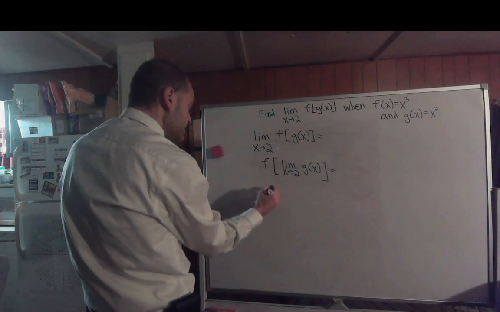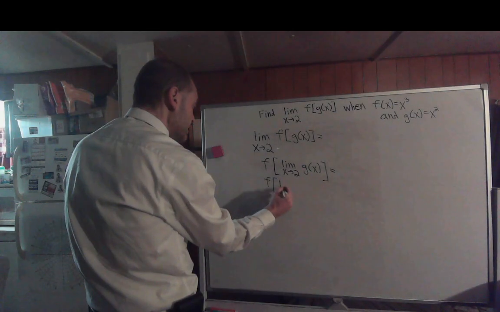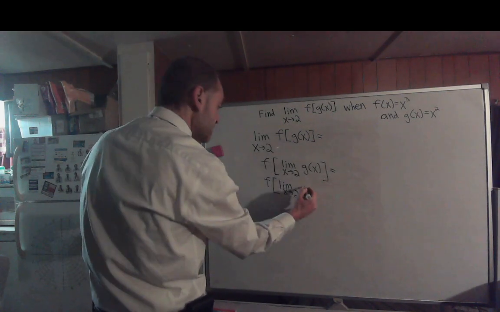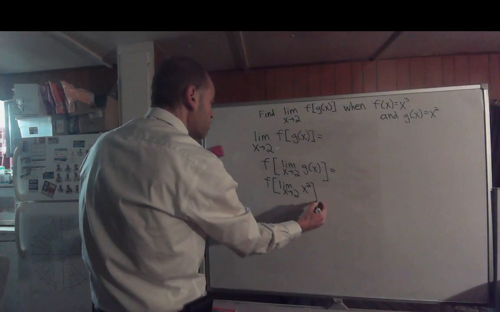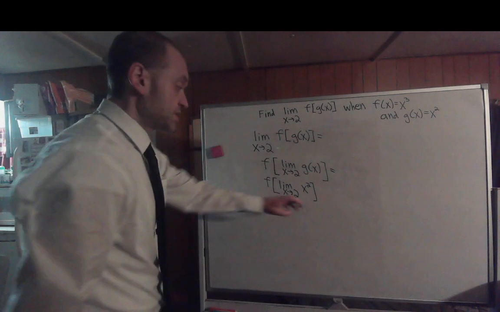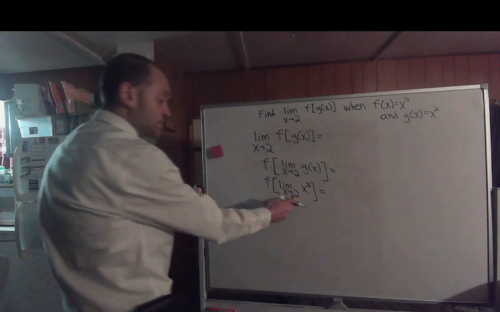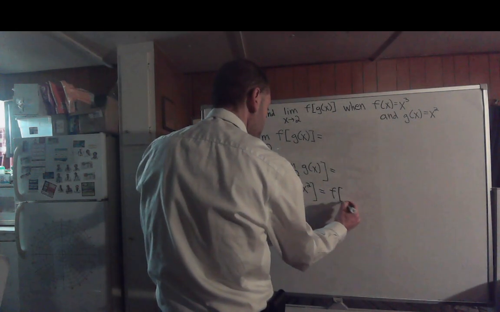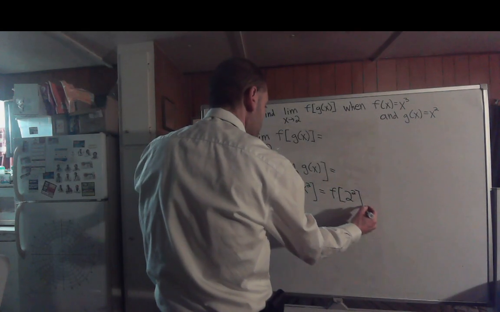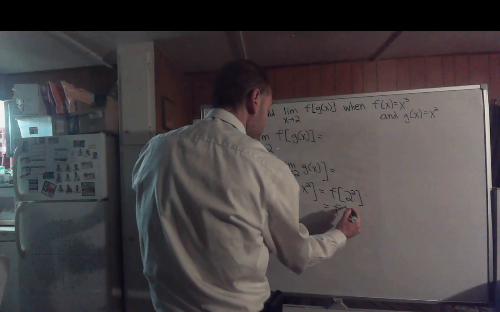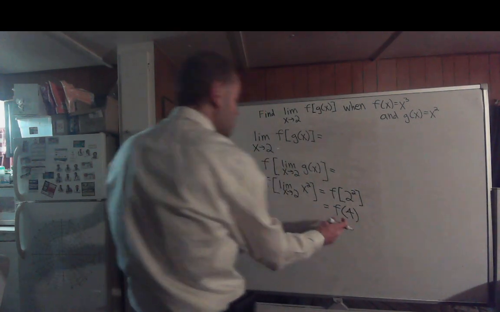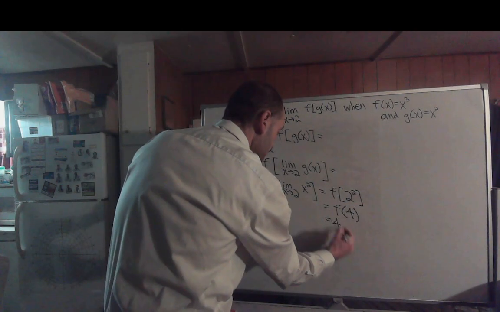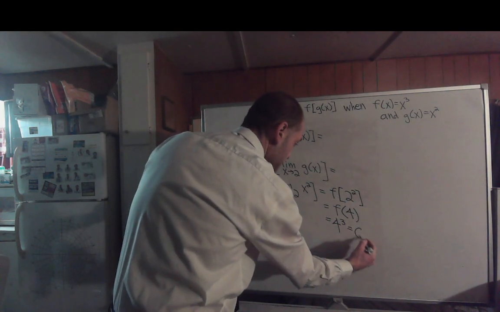which is f of the limit as x approaches 2 of x squared. Well, the general limit definitely exists for x squared. We can do direct substitution for the limit of x squared, so that would just equal f of 2 squared, which would end up giving us f of 4. Well, f of 4 is going to give us 4 to the third, which also gives us a value of 64.